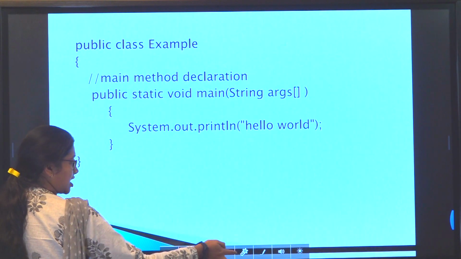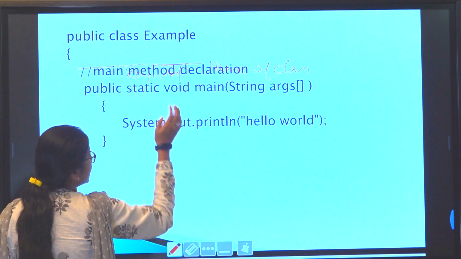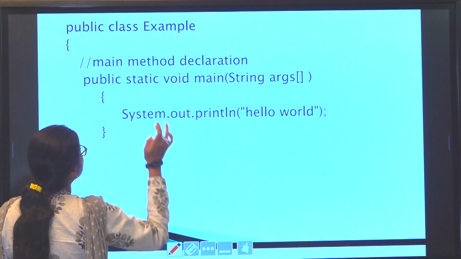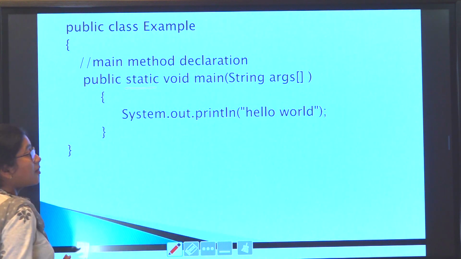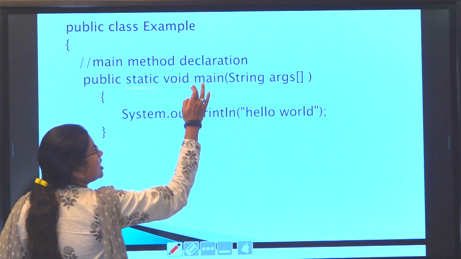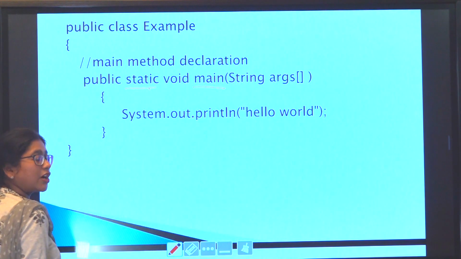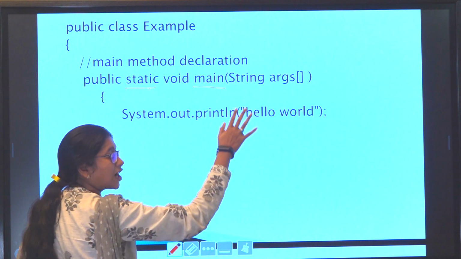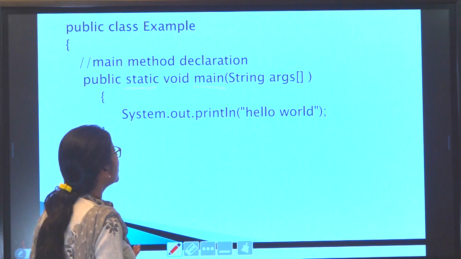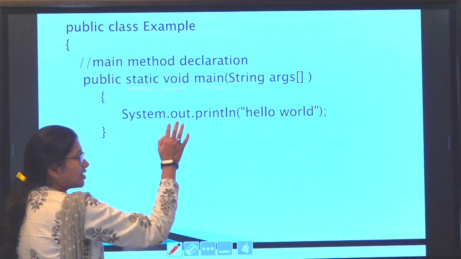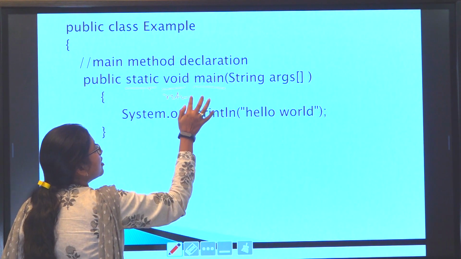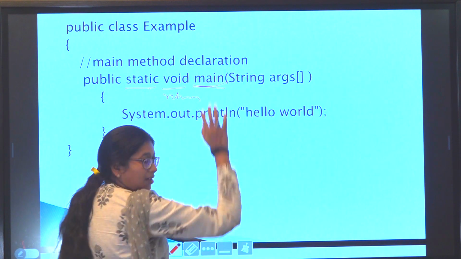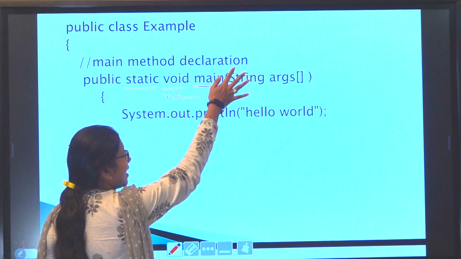What is the static keyword? What is the use of this word? When we declare any method static, it indicates we can use this method without creating any object. Now next is void. Void is a return type which shows which type of data is returned by the method. Now next is the main method.